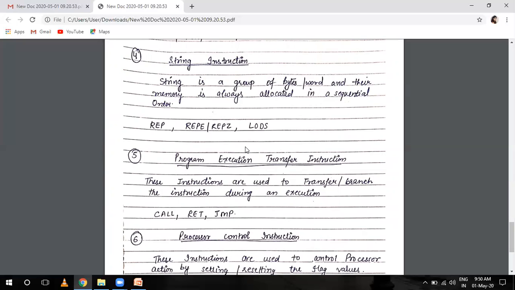Right? Next is the program execution transfer instruction. These are used to transfer or branch the instruction during execution. Examples are CALL, RET, JMP. CALL is used to call a procedure and save the return address to the stack. RET is used to return from the procedure to the main program, and JMP is used to jump to a provided address to proceed to the next instruction.